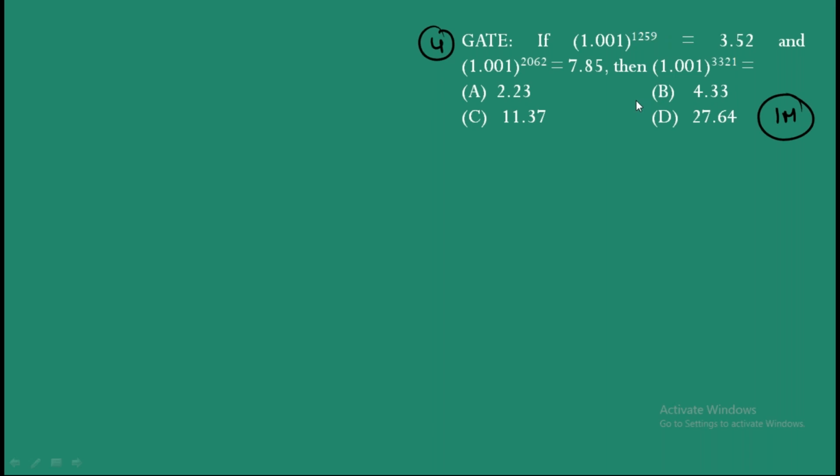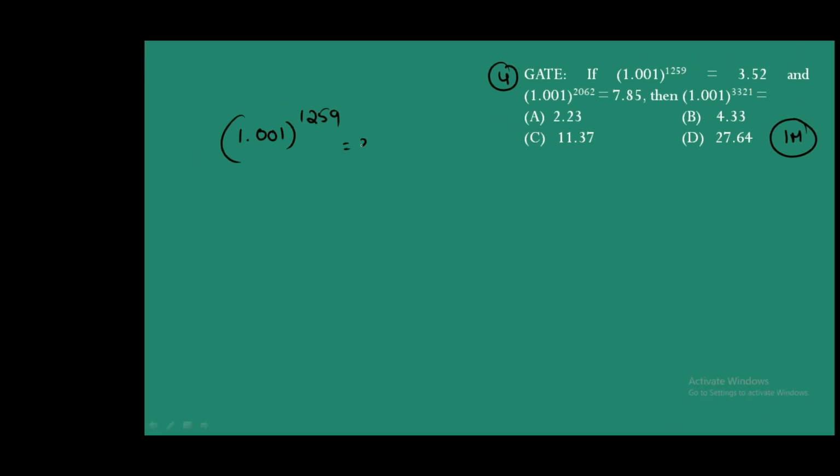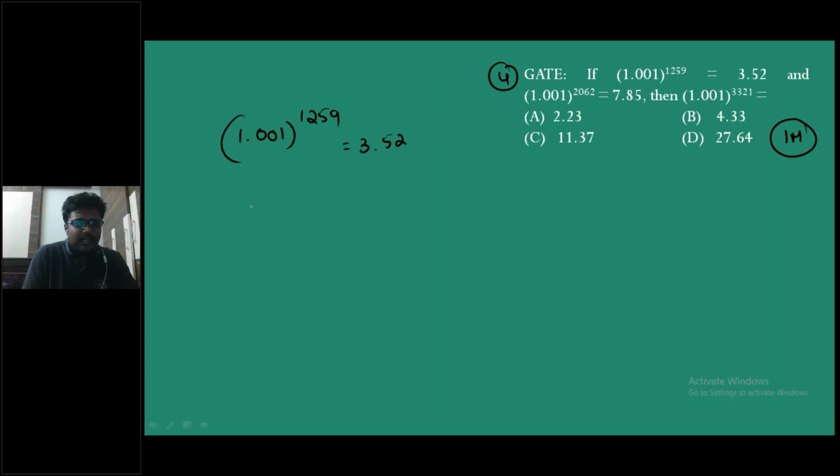So guys, here they're asking, the given parameters are 1.001 to the power 1259, and that value is 3.52, and the other value, 1.001 to the power 2062, is 7.85. Okay, the question is actually 1.001 to the power 3321.